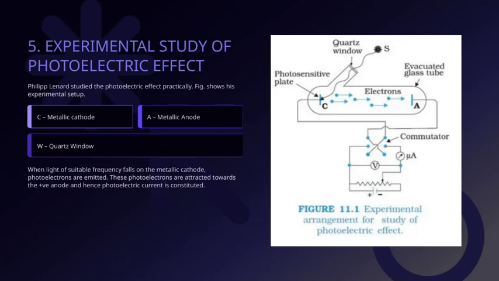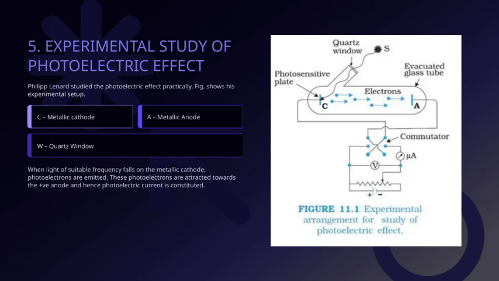All right, let's look at the key components of this setup. We have the metallic anode, labeled as A, which plays a crucial role in collecting the photoelectrons emitted from the cathode. When light of a suitable frequency strikes the metallic cathode, labeled as C, it causes photoelectrons to be emitted due to the photoelectric effect. These emitted electrons are then attracted towards the positively charged anode, creating a photoelectric current.